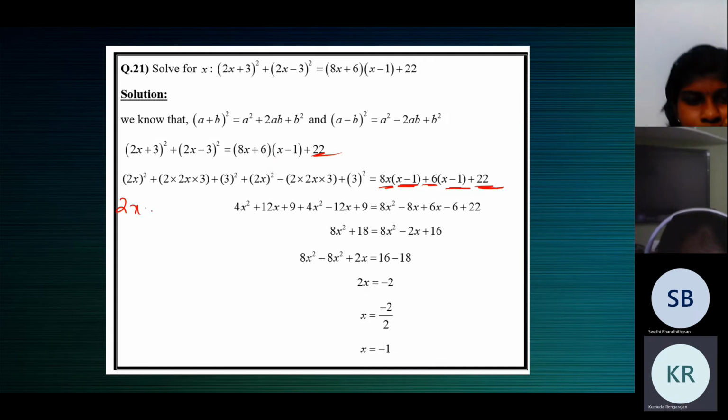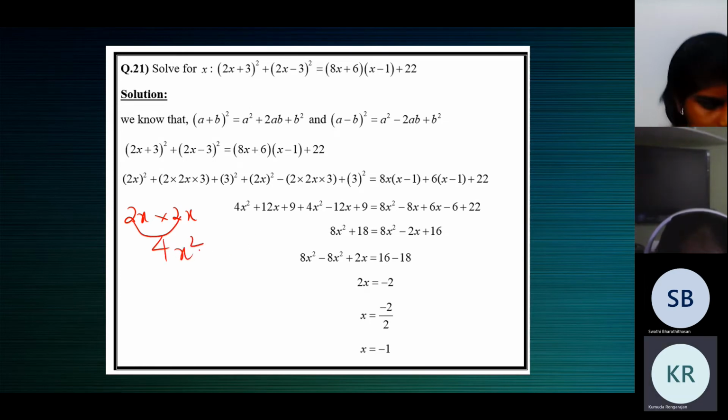What is (2x) the whole square? 2x into 2x. (2x) the whole square means 2x into 2x. Remember that, (2x) the whole square is not 2x square. What is 2x into 2x? 2 into 2 is 4. x into x is x square. We saw this in the last class. x into x is x square. Yes or no?